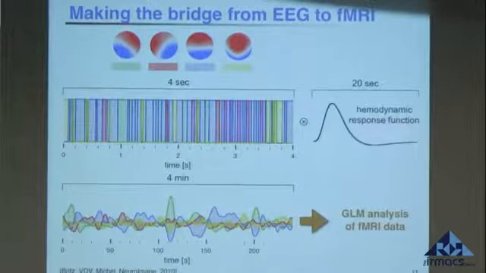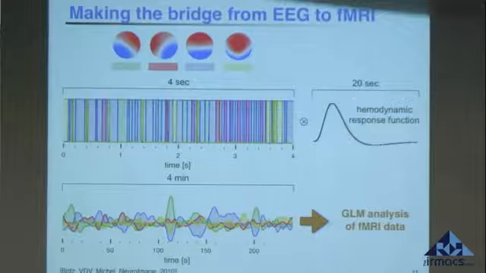Now to make the bridge between the EEG and the fMRI, we do what everybody does. We take the canonical hemodynamic response function out of SPM, for example, which is a very huge temporal blur, right? This is 20 seconds. The time to peak is like 6 seconds. So it's really a huge temporal blur compared to the dynamics that you observe in the EEG microstate segmentation signals.